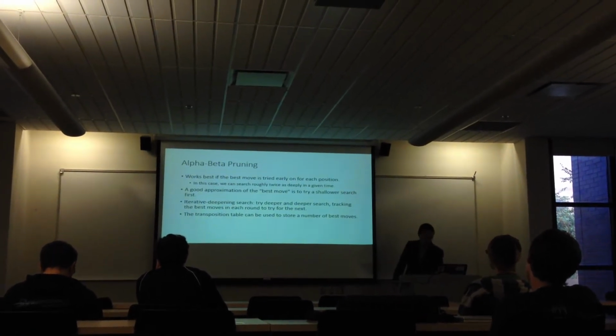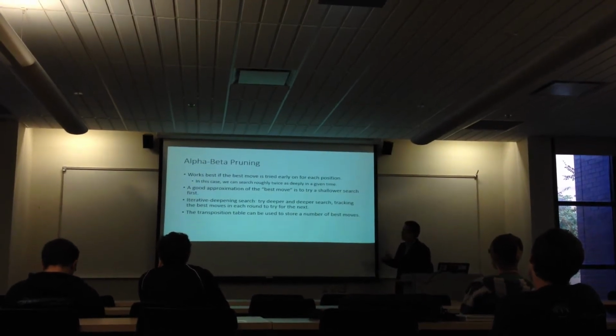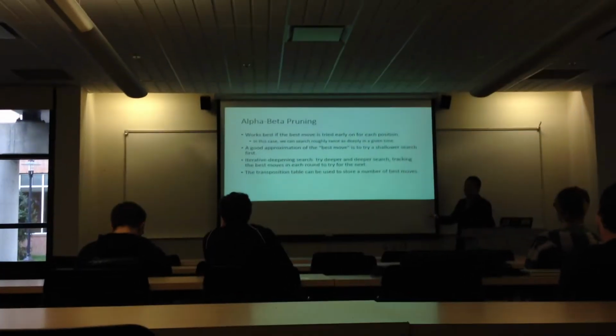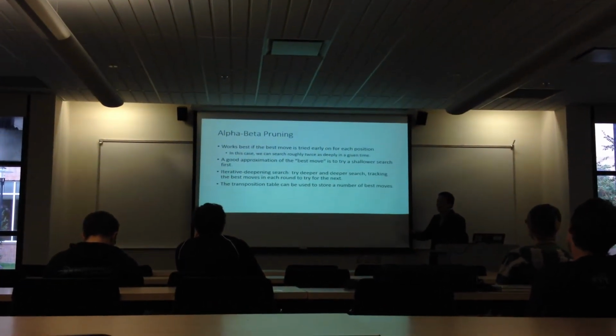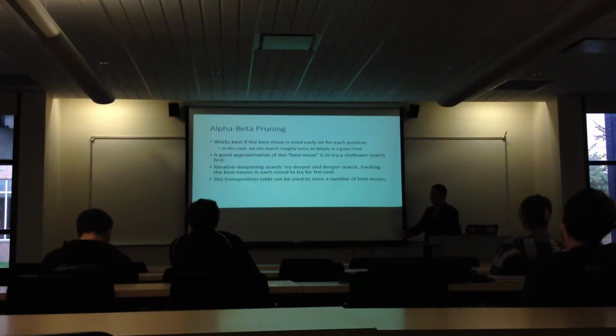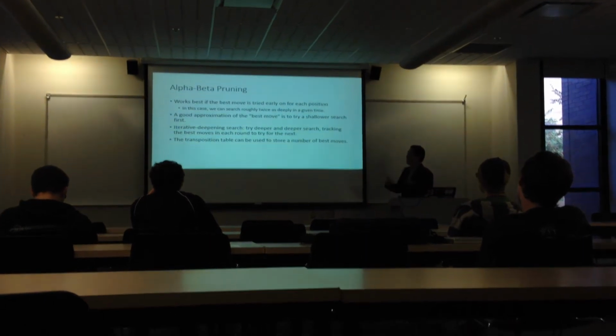So in theory, in the best case, if you happen to try all the moves in the right order, you can search roughly twice as deeply in the same amount of time as you could with straight up Minimax. Obviously, you're not going to always try the right ordering. If you did, you wouldn't need alpha-beta pruning, so usually 1.5 times is a good approximation.